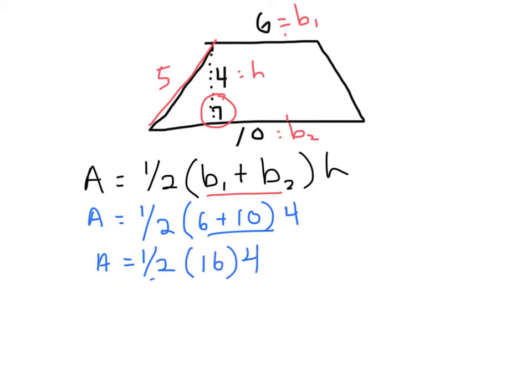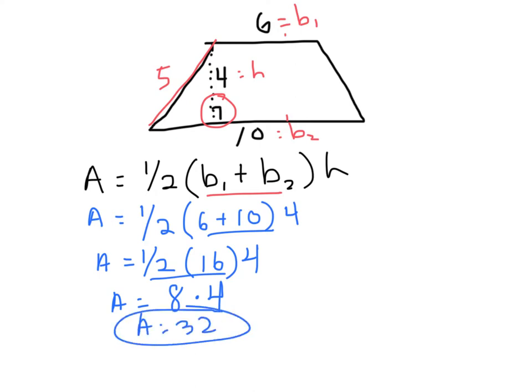And I'll go ahead and do 1/2 of 16. 1/2 times 16, remember, don't be afraid of a half. That's just taking what's half of 16. That's going to give me 8 times 4 is what's left over. And that gives me an area of 32 units squared. And that's how we quickly break down and find the area of a trapezoid.